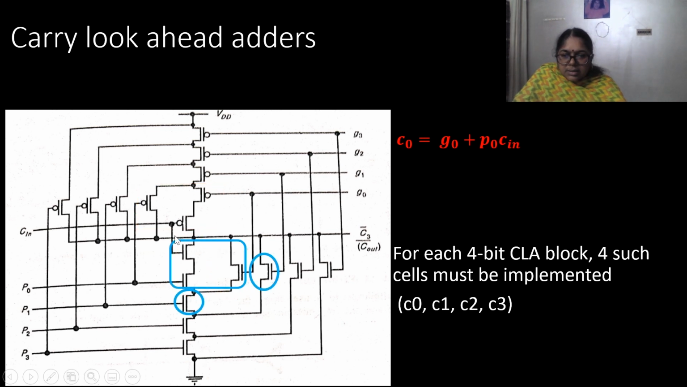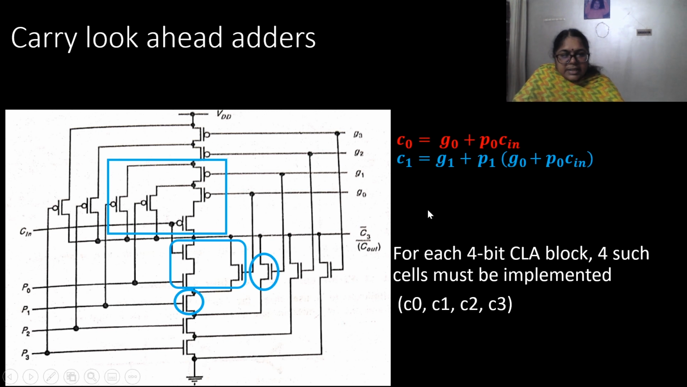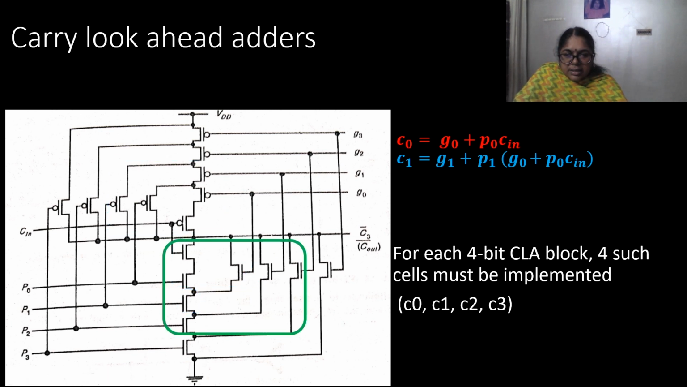Similarly, here you can see that this rectangular block gives us C naught. C naught is in series with P1, so that we have P1 into C naught plus G1. So the PMOS part of the circuitry also will be this similar one, and we will get G1 plus P1 into C naught. So that's what is given here, C naught into P1 plus G1.